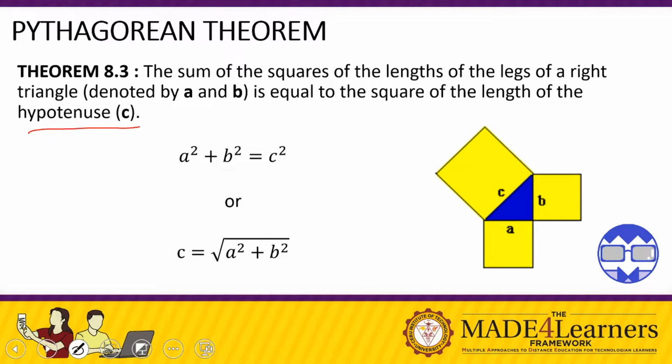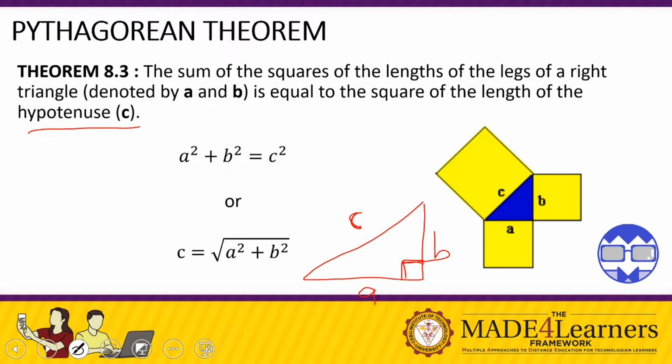Okay, so if we have a triangle here, I'll just draw it here, then again it's a right triangle. The Pythagorean theorem is exclusive for right triangles. Of course, this is A, let's say this is B, and this is the longest side known as the hypotenuse, C.